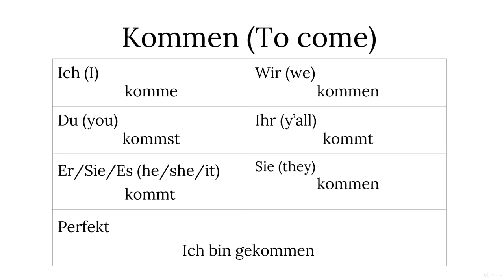The verb to come, however, here you use sein because it's the verb that you move in it. Kommen. You say, ich komme, du kommst, es kommt, wir kommen, ihr kommt, and sie kommen.